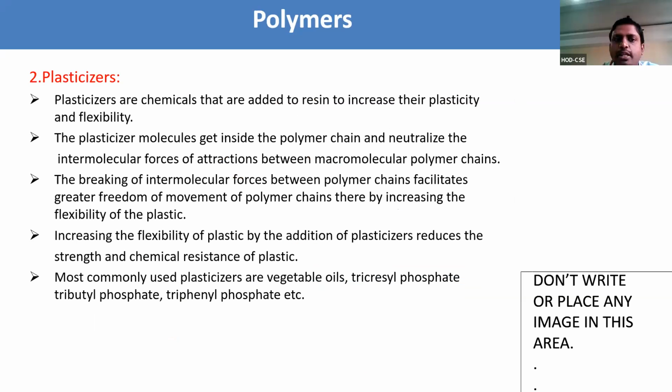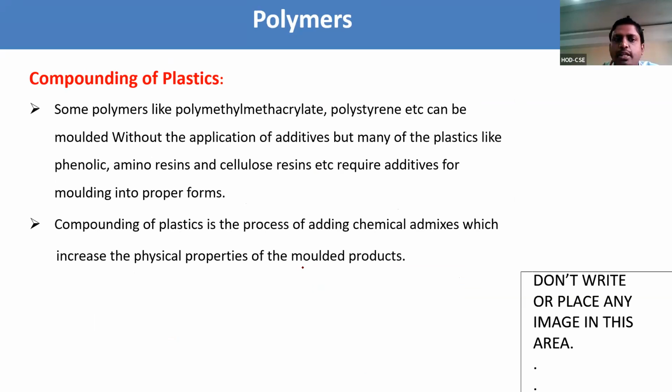The process of adding chemical admixtures, which increase the physical properties of molded products, is called compounding of plastics. Compounding gives the proper form to the plastics. Many plastics like phenol, amino resins, and cellulose resins require additives to mold into their proper forms. This is compounding of plastics.